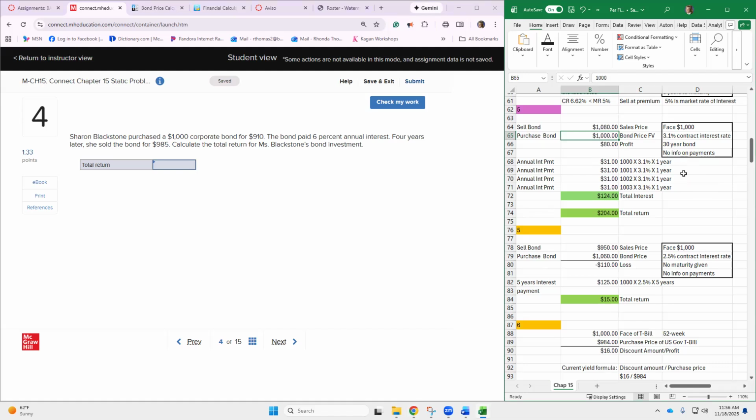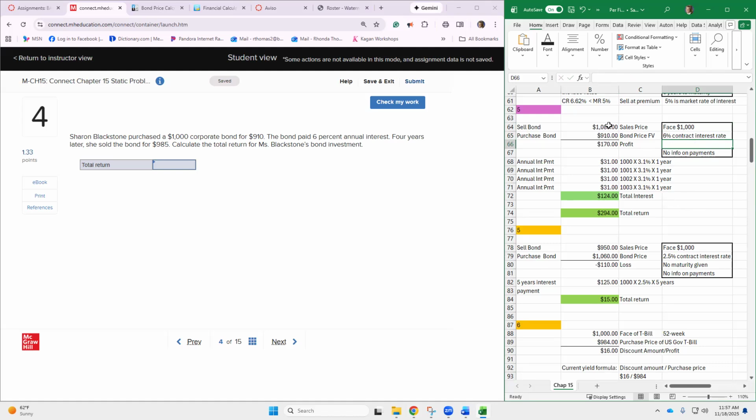The sales price of this bond was $910. I'm sorry, the purchase of the bond. When she first bought the bond, she bought it for $910. The face was $1,000. The coupon contract rate is 6%. And they didn't tell us how long the bond will be, what the maturity date is. So I'm going to take that out because I don't know what it is. Some bonds can last 30 or 40 years, like your revenue bonds or your municipal bonds.